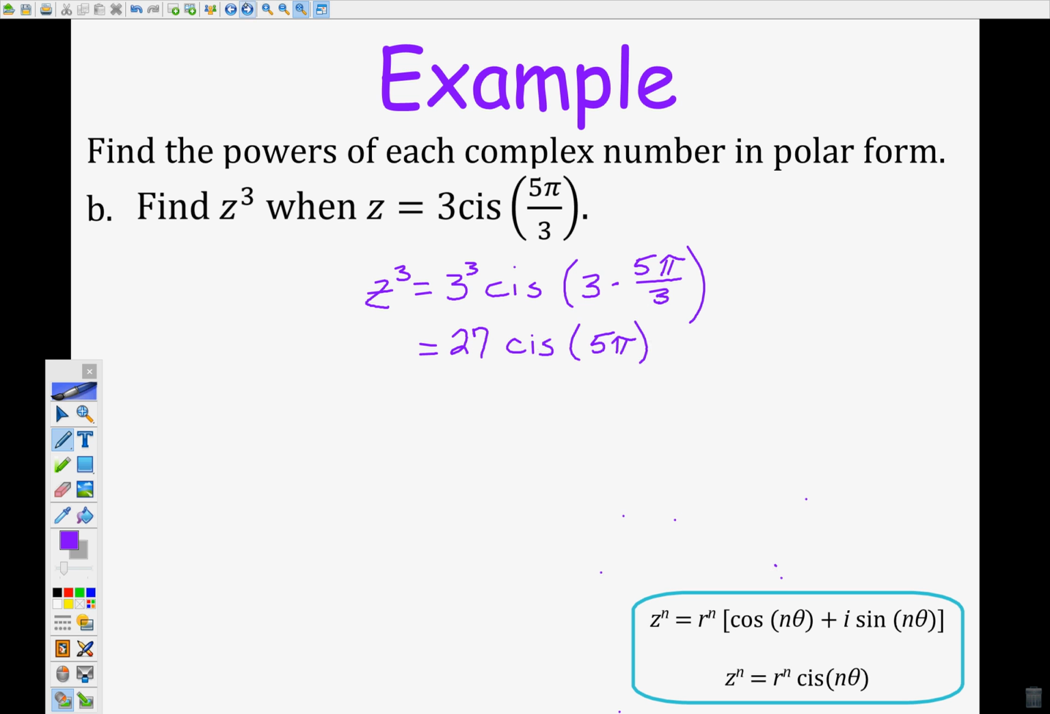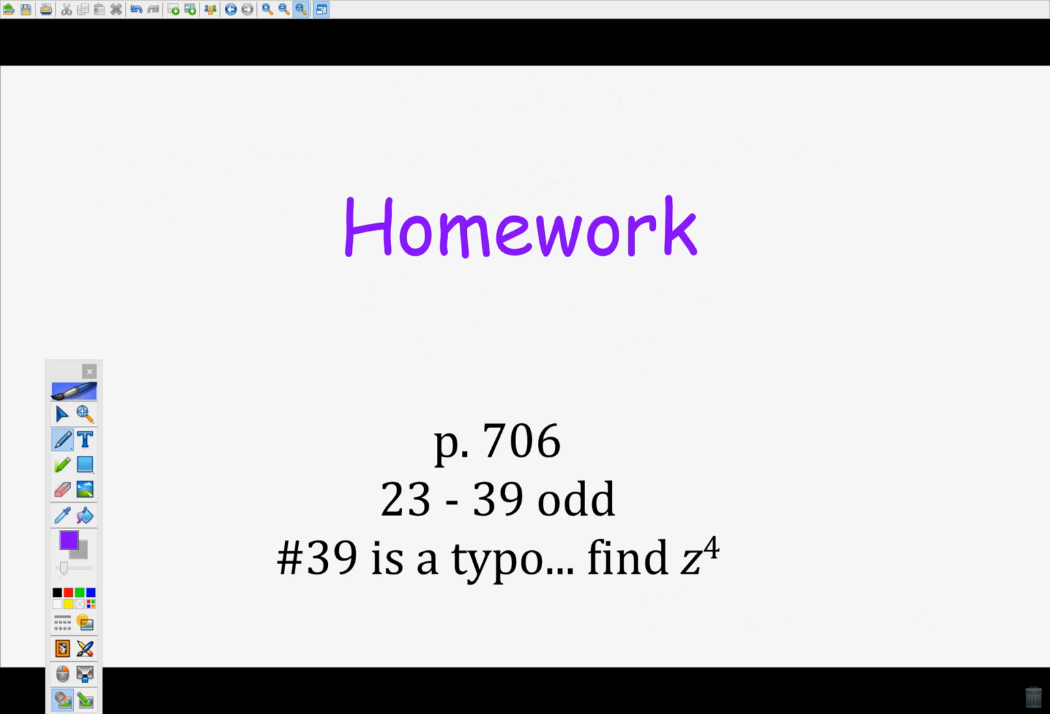Today is just a matter of using your formulas appropriately and plugging them in. I do want you guys to notice on your homework, I know number 39 is a typo. I think it says 4z or something crazy, but it's just a typo, and they want you to find z to the 4th with De Moivre's theorem.